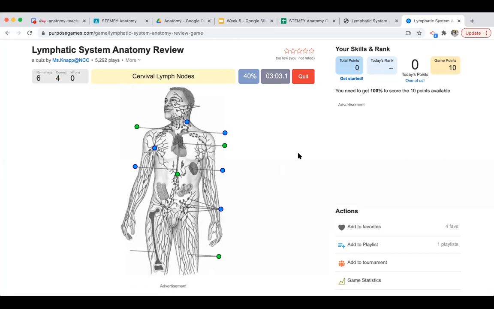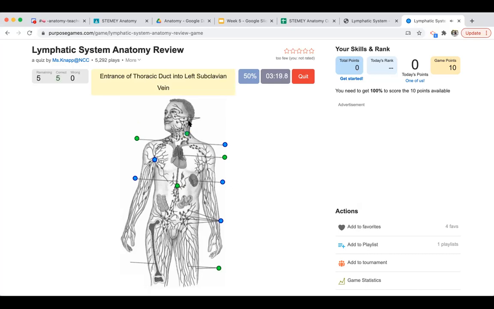Where are the cervical lymph nodes? Cervical is like a hint. Is it the top one? I think it's the top one. This one? Yeah, I think. Okay, we'll go with that. That's correct, because cervical's in the head. Your cervical is that neck and head region. So good job, Inez. You guys are doing really well.